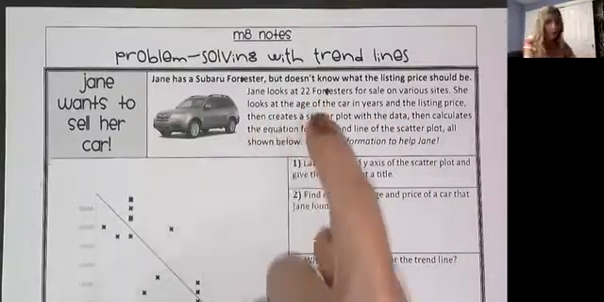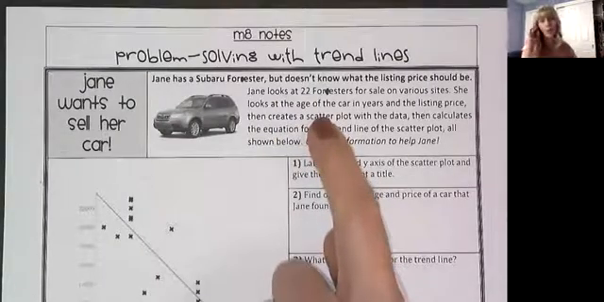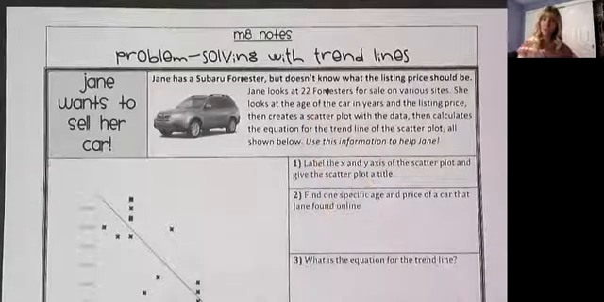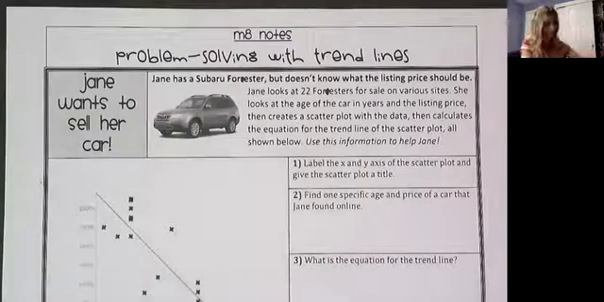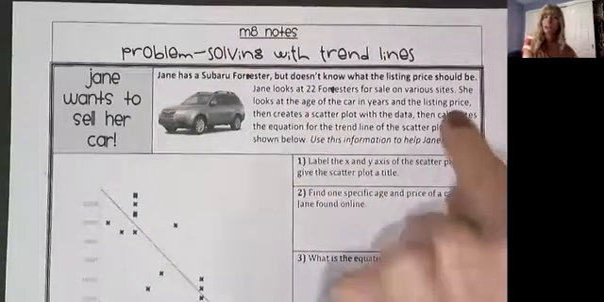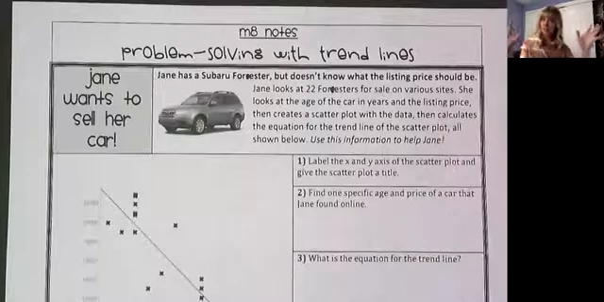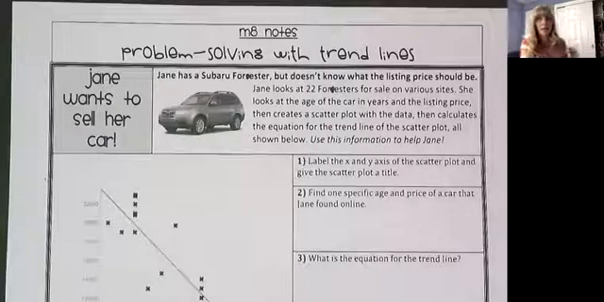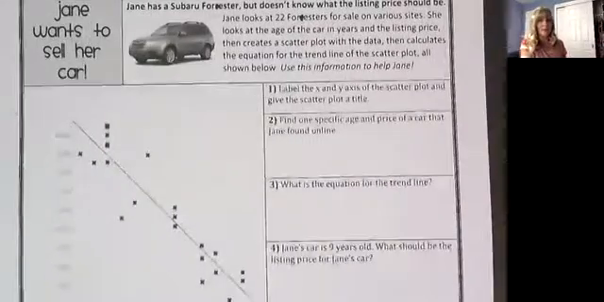She looks at the age of the car because that's definitely a component for how you price things. Newer cars are more expensive, and the older they get, the cheaper they get, because cars depreciate a lot, okay? Depreciate means the price drops. So she looks at the age of the car in years compared to the listing price. And she takes all of that data, and of course she makes 22 ordered pairs out of it. She makes a scatter plot with that data. She calculates the equation for the trend line for the data and puts it all on this scatter plot that you see here.